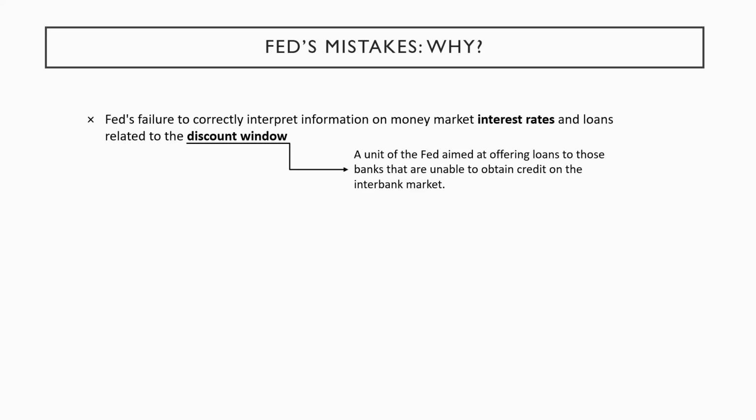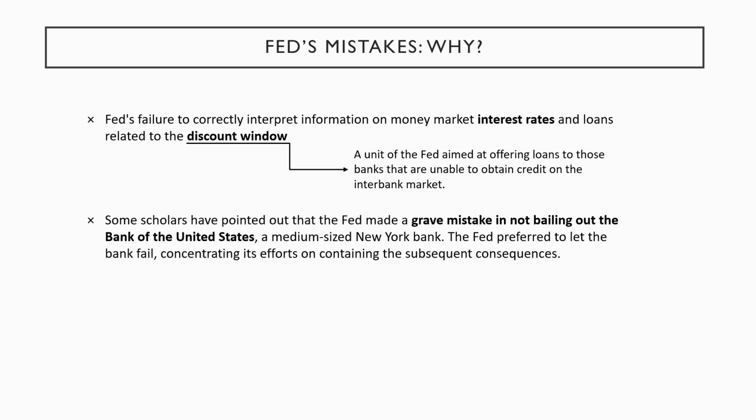Between October and December 1930, numerous US banks failed. Most of them were small banks which did not belong to the Federal Reserve System and therefore were unable to borrow through the discount window. Some scholars have pointed out that the Fed made a grave mistake in not bailing out the Bank of the United States, a medium-sized New York bank and component of the Fed system. The possible bailout attempt of the bank went up in smoke through a merger. No one wanted to guarantee $20 million in assets for the bank. The Fed let the bank fail, concentrating its efforts on containing the subsequent consequences.